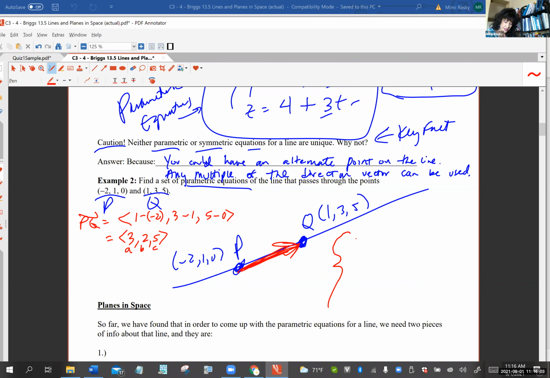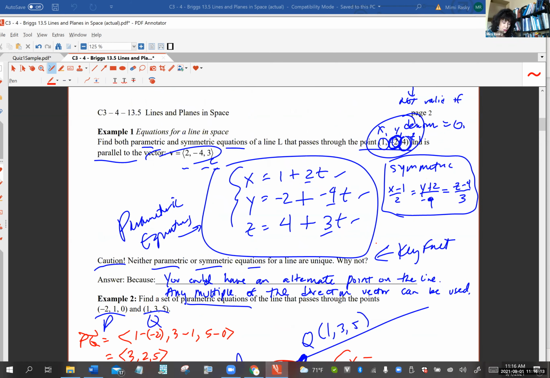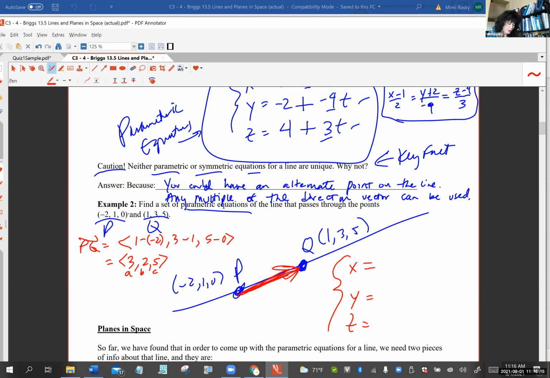So when I create this set of parametric equations, x equals, y equals, z equals, what is going to be the point that I'm going to use? Should I use P or should I use Q? Or does it matter? I don't think it matters because they're on the same line, right? Very good.